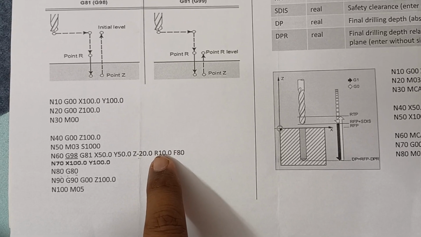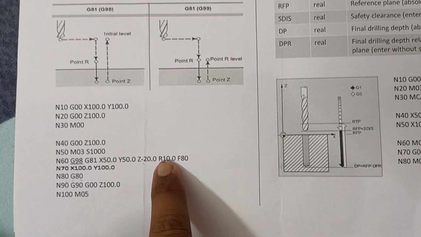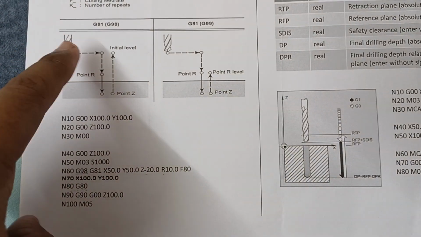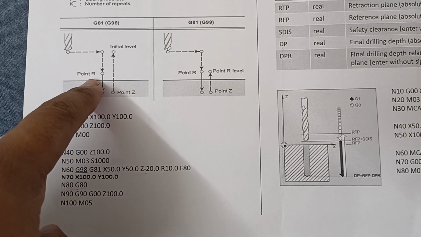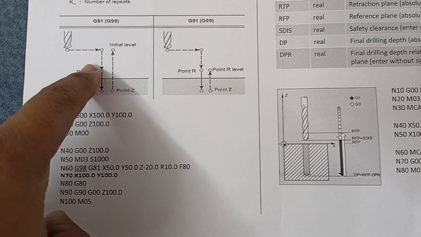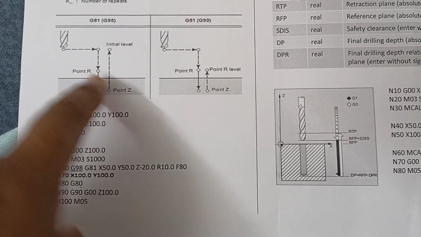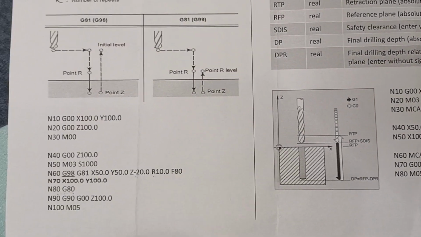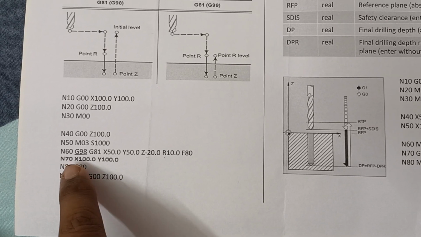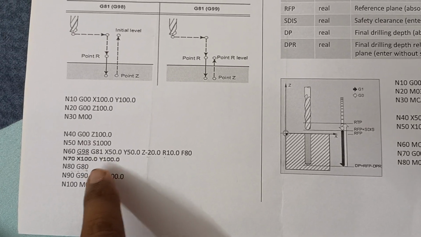R is the distance from the initial level to the reference plane, the distance from the base to the reference plane. This is the R value. F is the feed. In the next block, I have mentioned another coordinate of the holes.